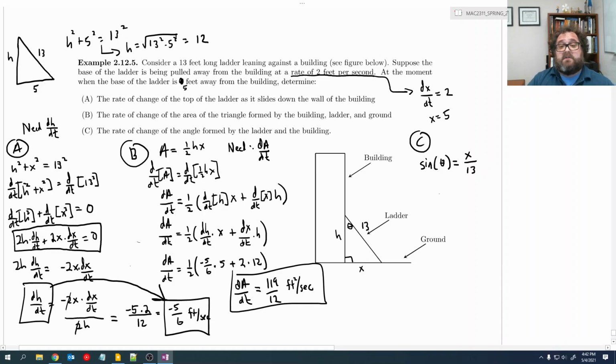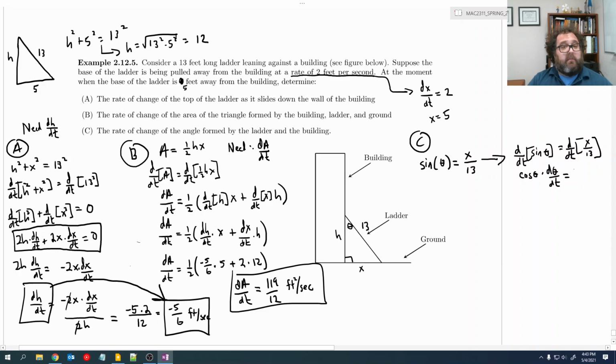And now let's take the derivative of both sides with respect to t. So d dt of sine theta equals d dt, the derivative with respect to t, of x over 13. So what's the derivative of sine? Well, that's cosine theta. But since we took the derivative of theta with respect to t, we have to multiply by d theta dt equals.